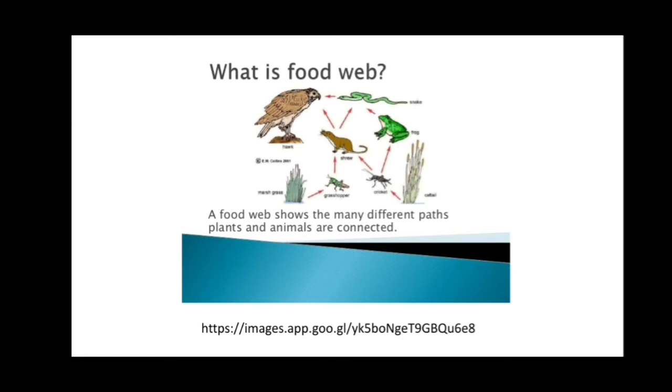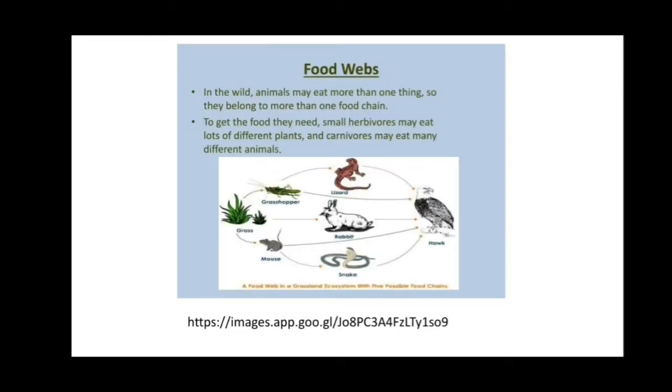So, food web shows many different paths in which plants and animals are connected. Okay. So, what is food web? In the wild, animals may eat more than one thing, so they belong to more than one food chain, to get the food they need. The small herbivores may eat lots of different plants, and carnivores may eat many different animals. So, because of this, these food chains are connected.